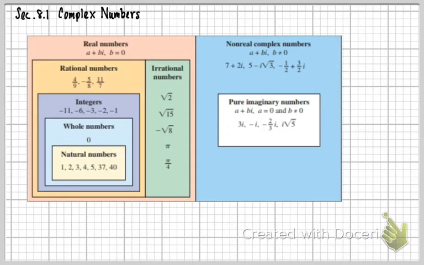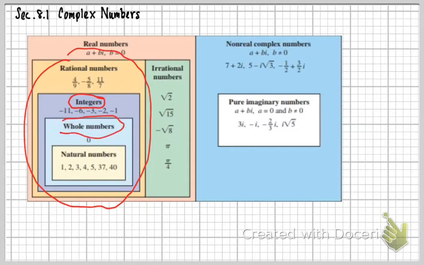Now rational numbers are fractions, and we can think of every integer and we can write it as a fraction. That's why it's in the rational numbers. Whole numbers we can write as fractions, and natural numbers we can write as fractions. So that's why all of those numbers, integers, whole numbers, and natural numbers, are all inside of the rational numbers.